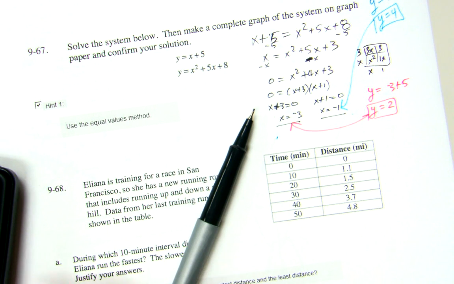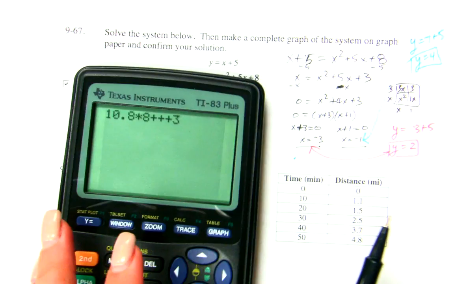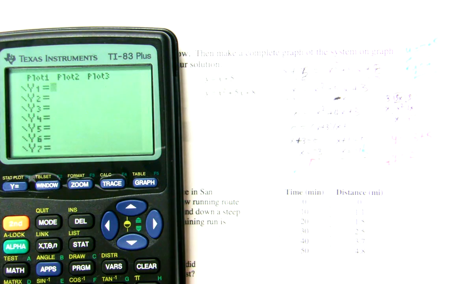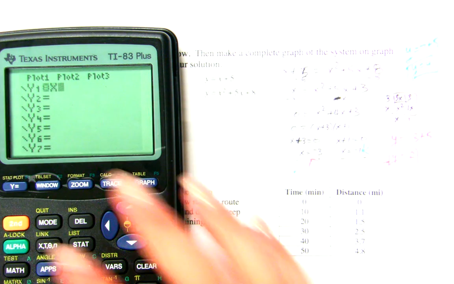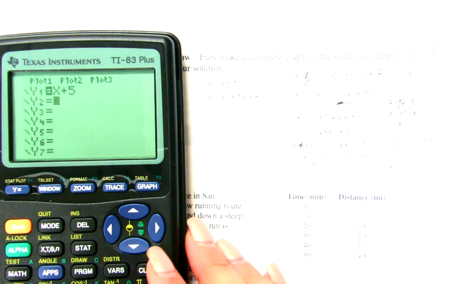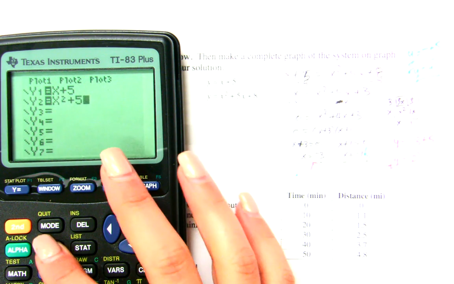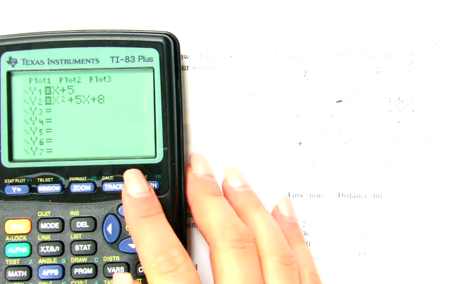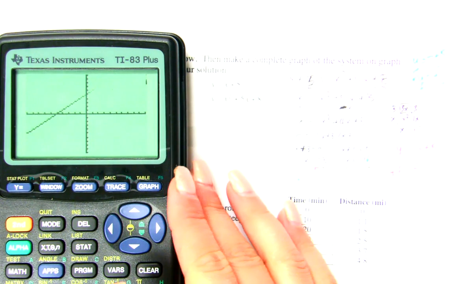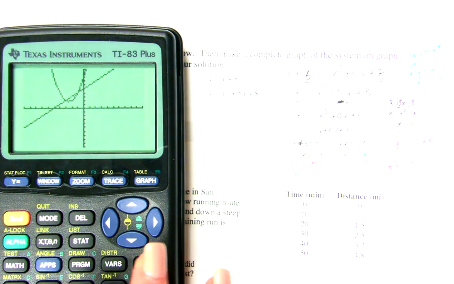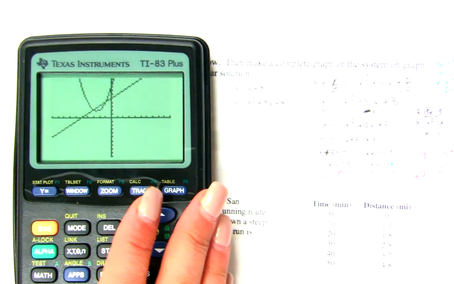Okay, we're graphing this on the calculator. We have x plus 5, and then we have x squared plus 5x plus 8. We're going to graph these. So there's a line, and then there's a parabola. Thank goodness. I was totally in the wrong grid, I should say.